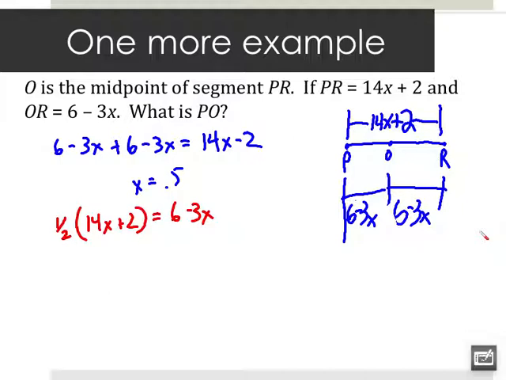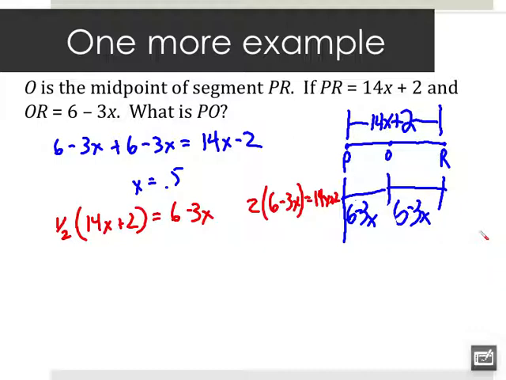Okay. And along the same lines, kind of a method 2.5, we could also do 2 times 6 minus 3x and set it equal to 14x plus 2. Same answer? Beautiful. That's method 2. Okay? All right, Max, you're up.